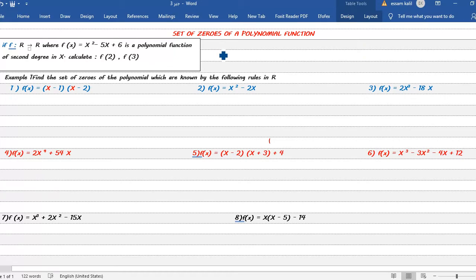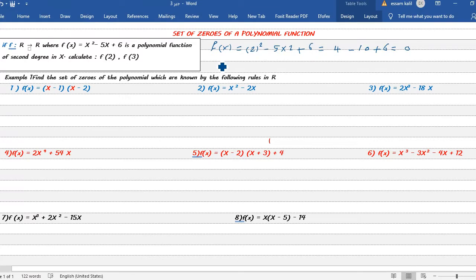The f of x equal, substitute the value of x equal to 2, يبقى 2 power 2 minus 5 times 2 plus 6. Make the simplest form, يبقى 2 power 2 become 4 minus 5 times 2 become 10 plus 6. Make the simplest form, you will become equal 0.